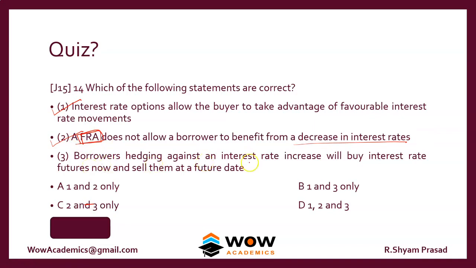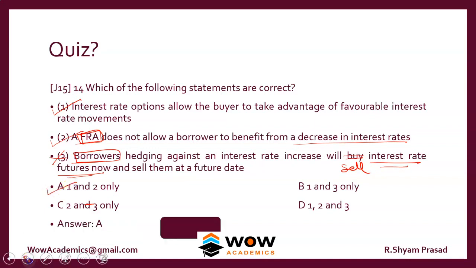Borrowers hedging against an interest rate increase will buy interest rate futures now. No, borrowers sell interest rate futures. So that's what we saw. So this is wrong. So 1 and 2 are correct. So A should be the answer. The answer is A.